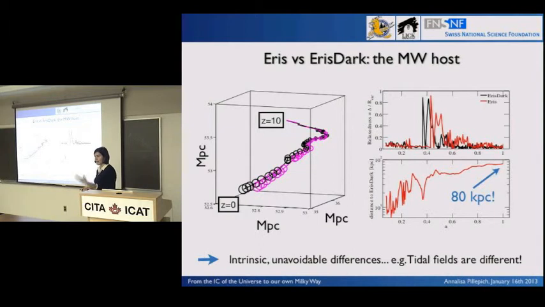In one case, I have the matter particles, in the other case, the matter and gas. And so, for example, the tidal fields will be different. And for example, if I look at the center of Eris Dark Milky Way within my box, and the center of Eris in my box, they are a part of 80 kiloparsecs. So they wandered in the box slightly different because they even emerged from mergers slightly different. For example, because in one case you have gas and in the other case you don't have it.